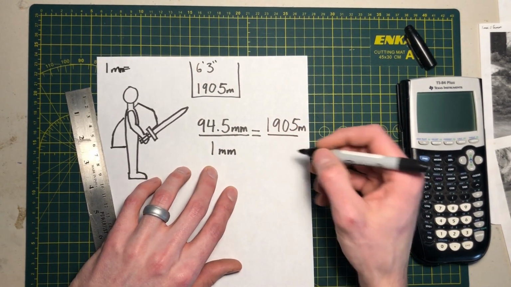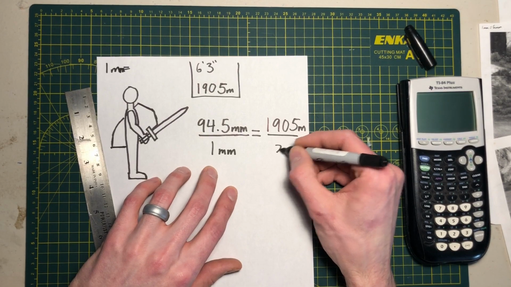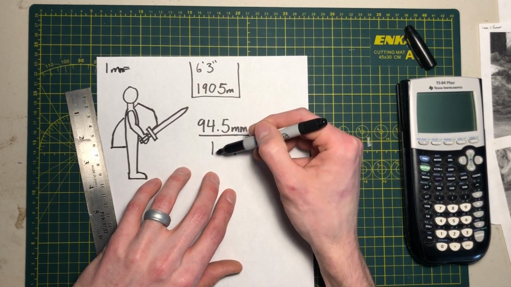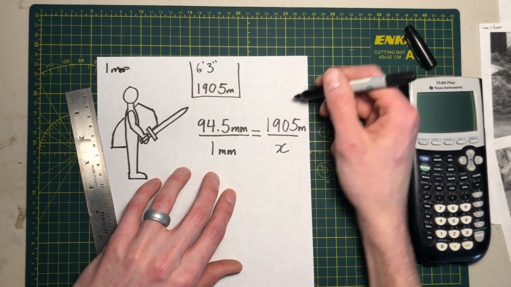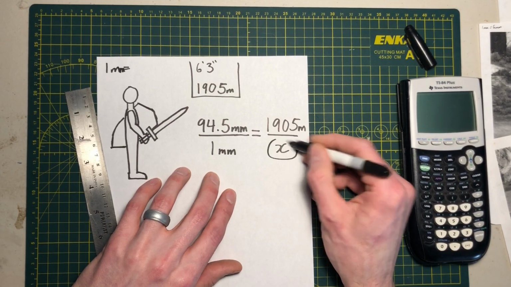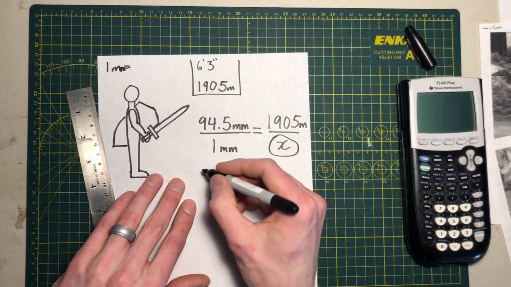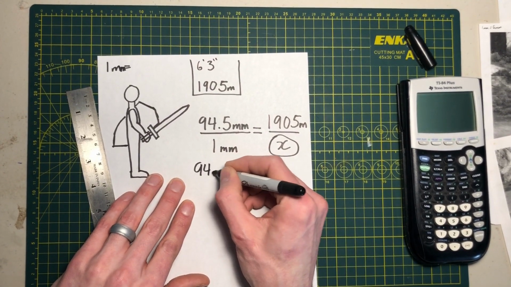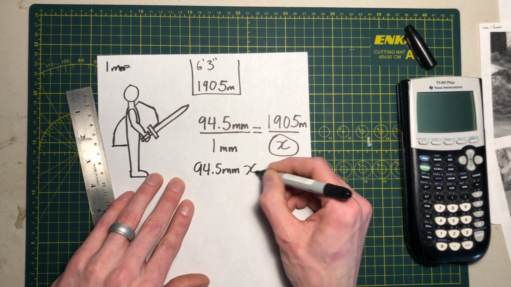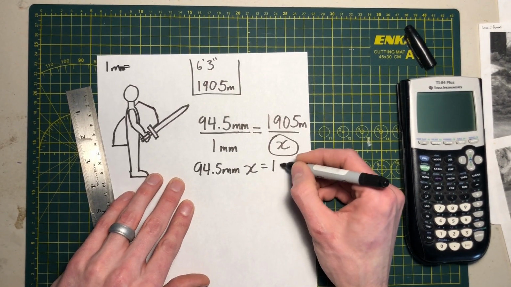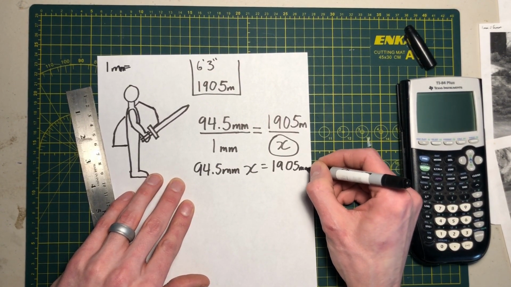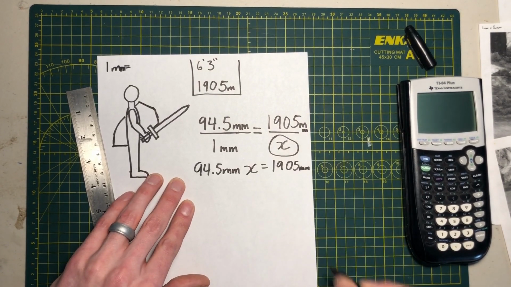And we need to find what that 1 millimeter correlates to in real life. So we got our sheet size of the guy, but we want to find out what 1 millimeter is. We've got the real height of the guy, and our variable there, the x. So just going to do a little basic math. 94.5 millimeters times x is equal to 1,905 millimeters.